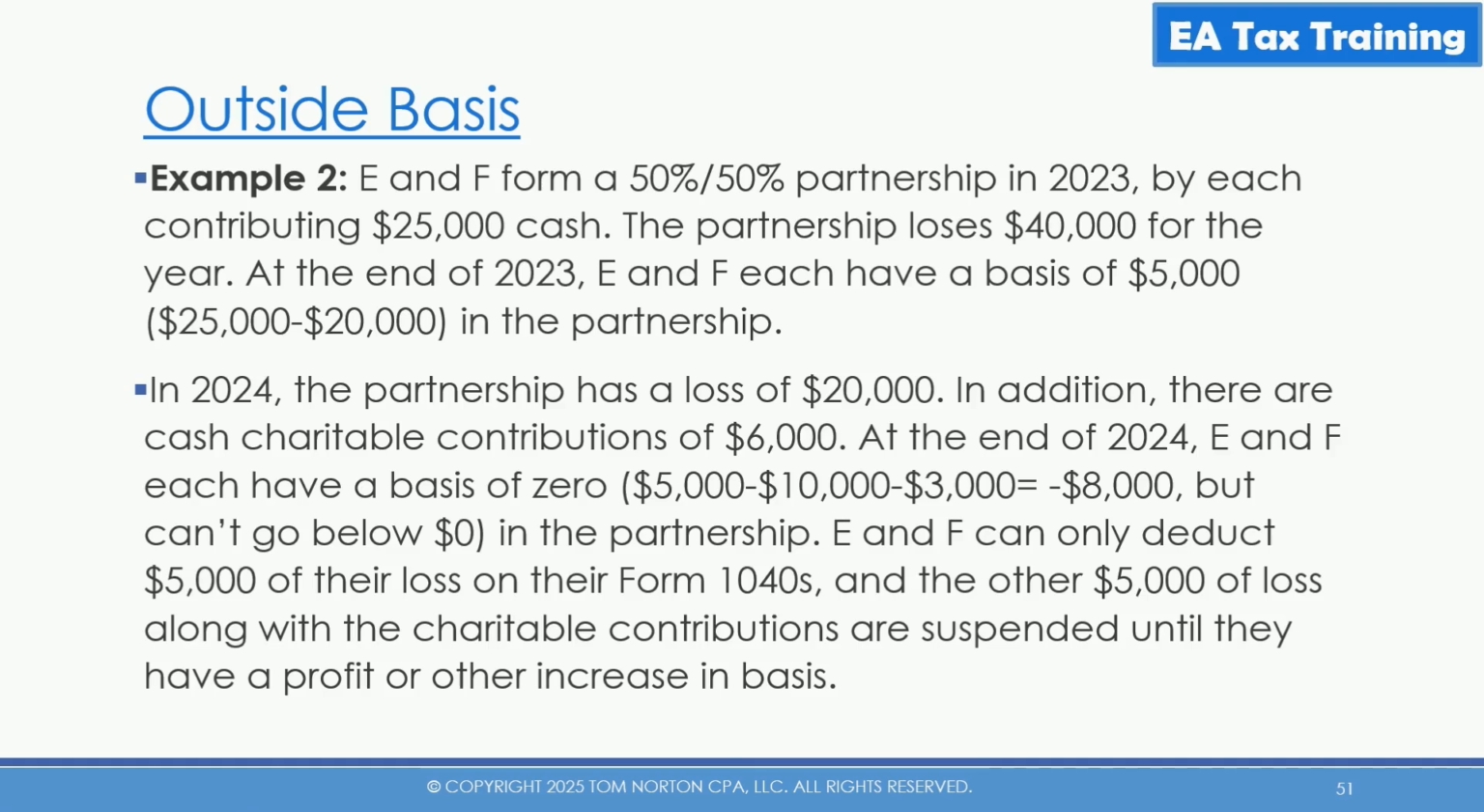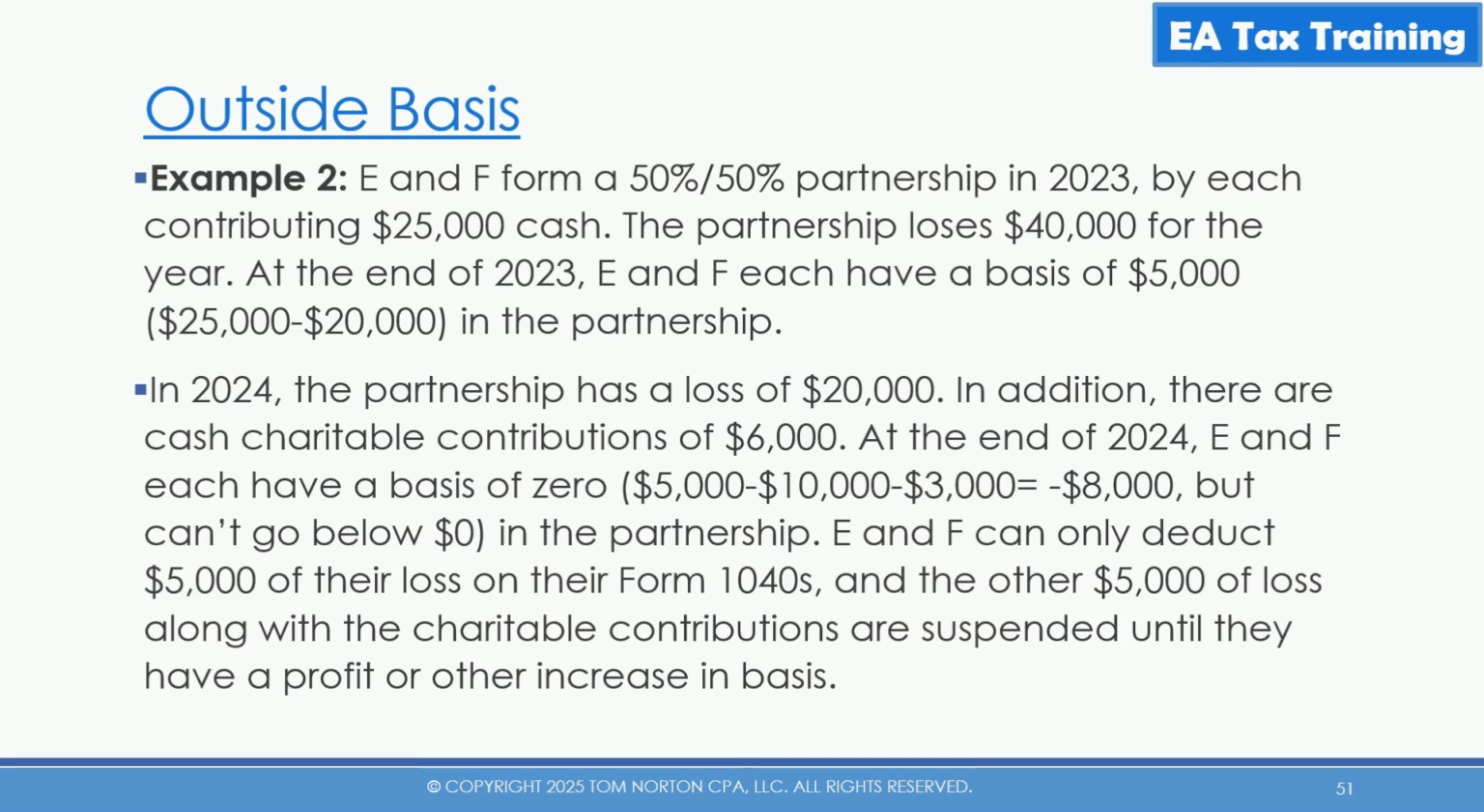E and F form a 50-50 partnership in 23 by each contributing $25,000 cash. The partnership loses $40,000 for the year. At the end of 2023, E and F each have a basis of $5,000. So it's the $25,000 they contributed minus their $20,000 share of the loss. In 2024, the partnership has a loss of $20,000. In addition, there are cash charitable contributions of $6,000. At the end of 2024, E and F each have a basis of zero.